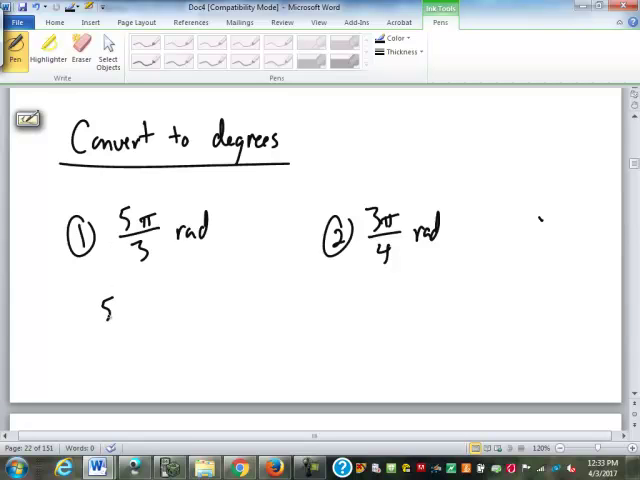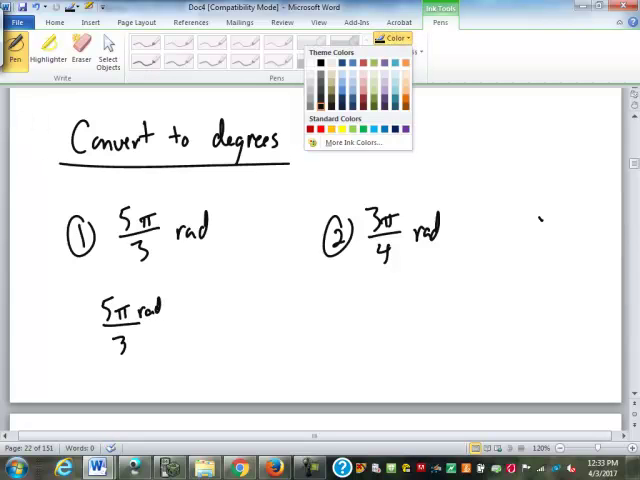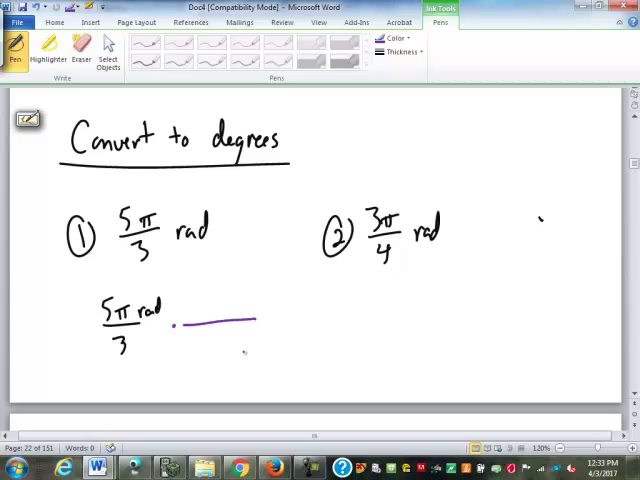So what we're going to do is this. This is going to be 5 pi over 3. We put the radians on top. And our conversion factor, radians are going to go on bottom, so they cancel, so degrees are on top. So 360 degrees equals 2 pi radians. The radians cancel, the pi's cancel. 5 times 360 is 1800 degrees. 3 times 2 is 6. 1800 divided by 6 is 300 degrees.